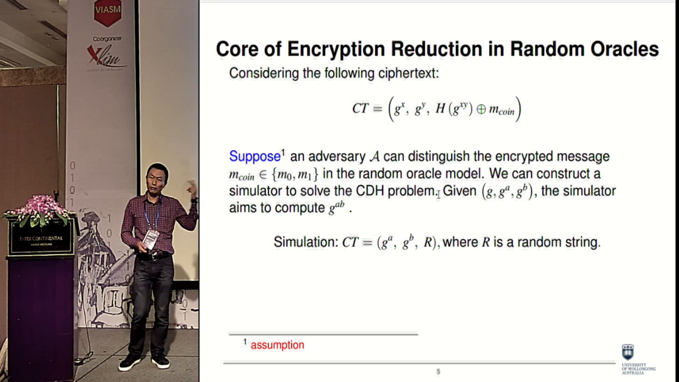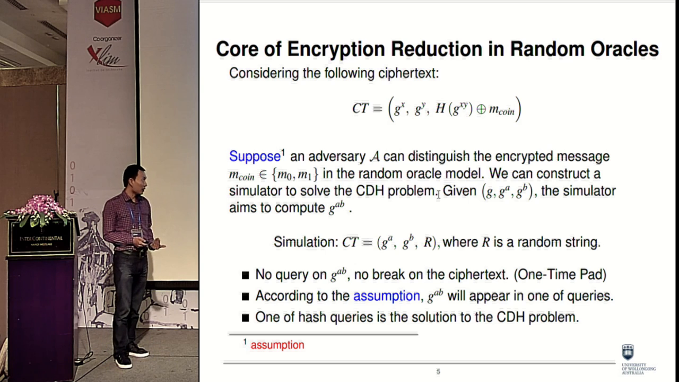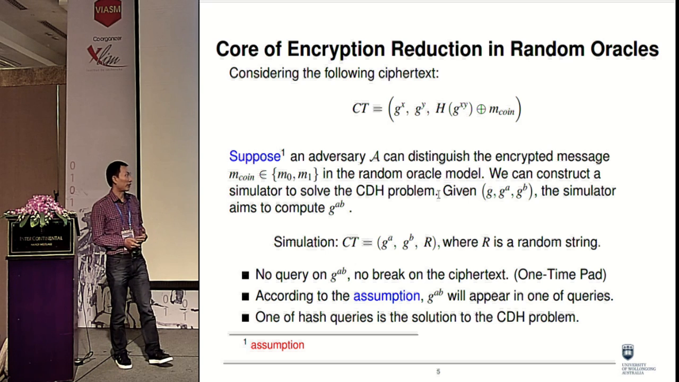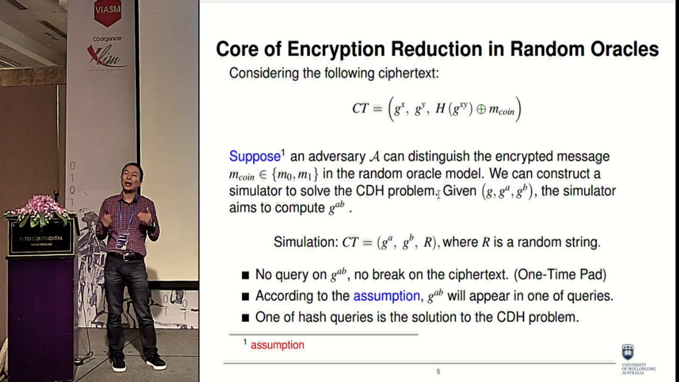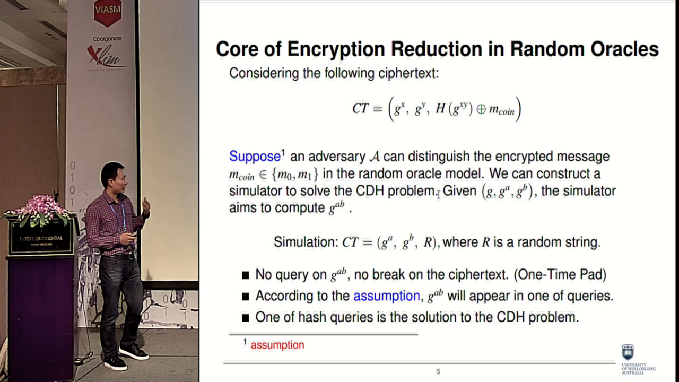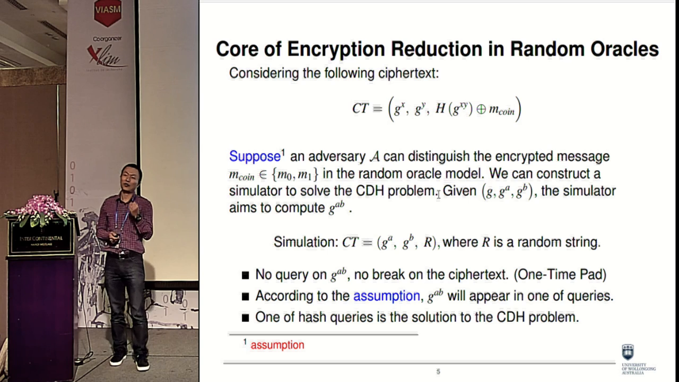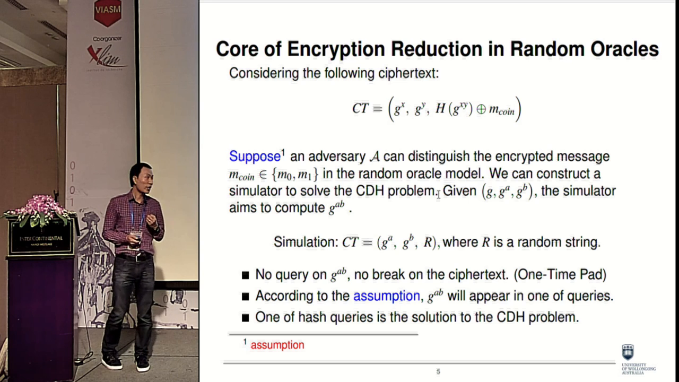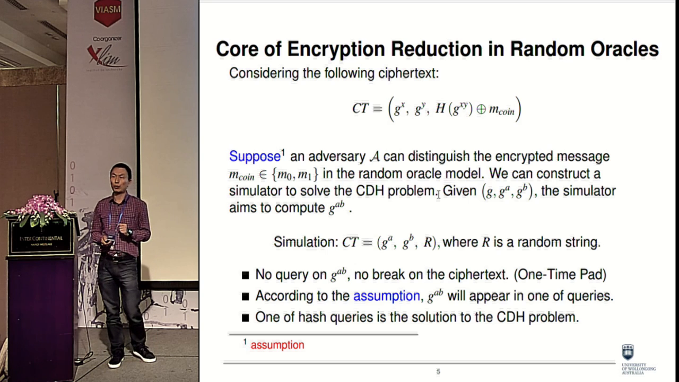Then we have the following observations. First, no query on g^(ab) to the random oracle, no break on the ciphertext, because according to the property of the random oracle, this will be a one-time pad. According to the assumption that the adversary can break or distinguish the encrypted message, we have g^(ab) will appear in one of the hash queries made by the adversary. So we have one of the hash queries is the solution to the CDH problem.